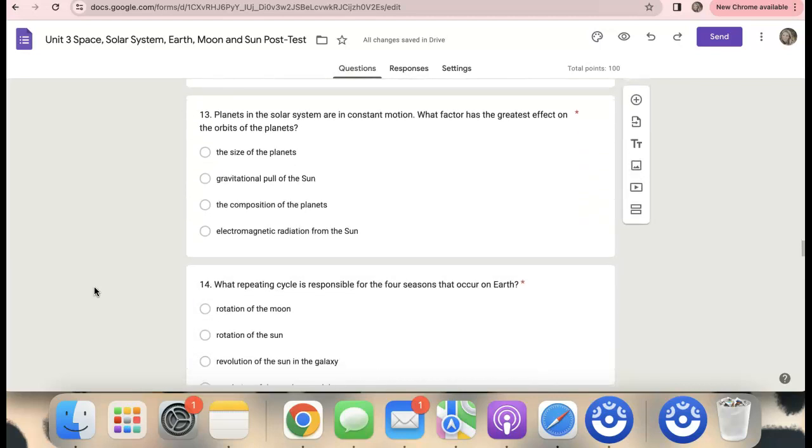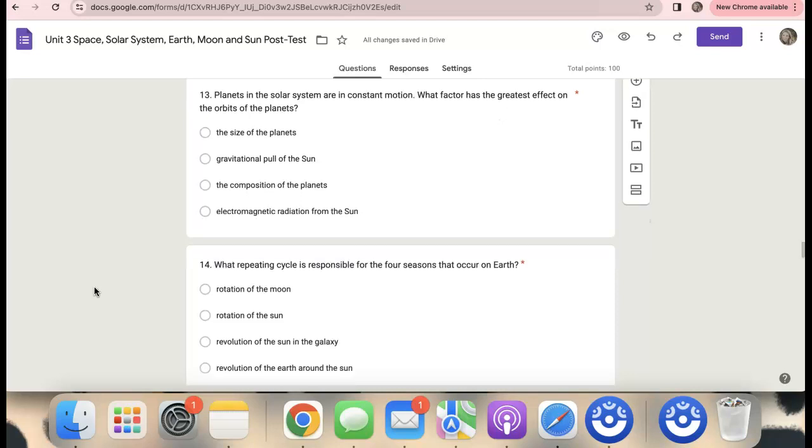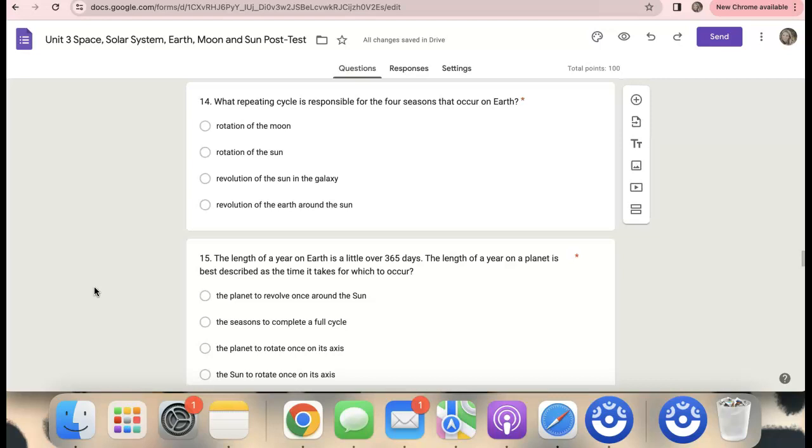Number 13. Planets in the solar system are in constant motion. What factor has the greatest effect on the orbit of the planets? The size of the planets, the gravitational pull from the Sun, the composition of the planets, or the electromagnetic radiation from the Sun. Number 14. What repeating cycle is responsible for the 4 seasons that occur on Earth?